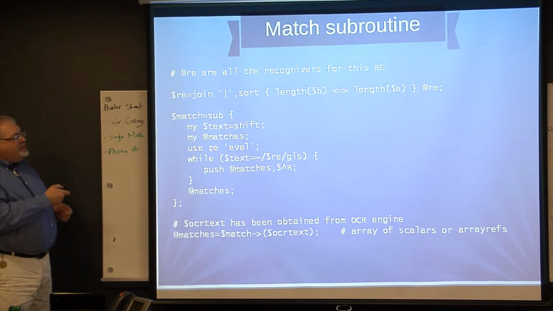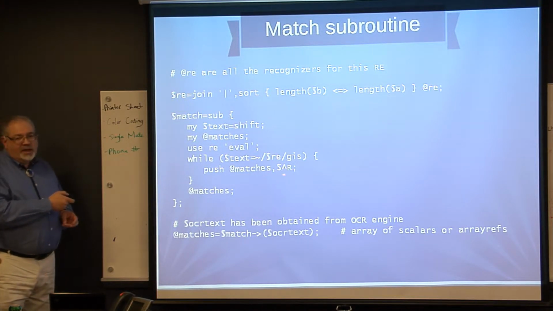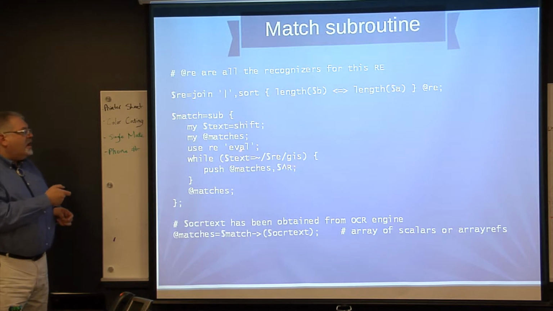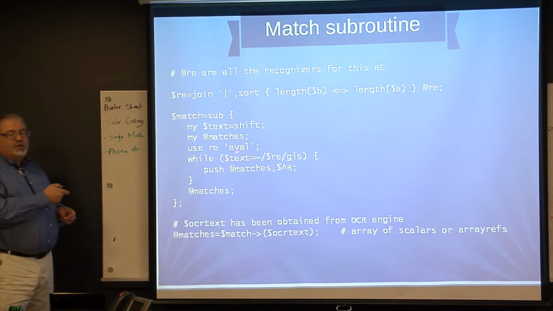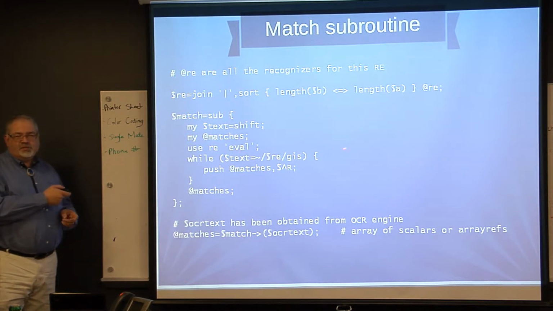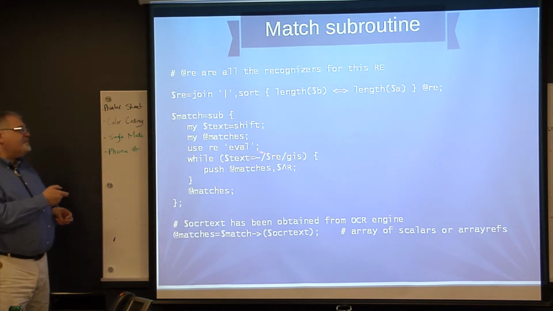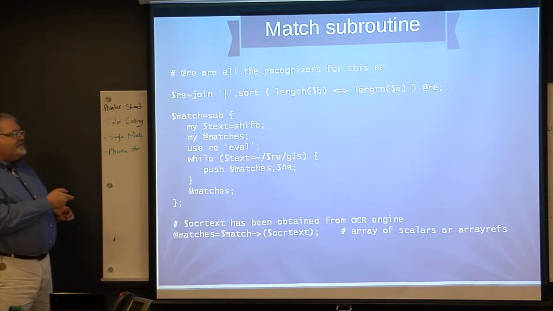So you have to say use re 'eval', or it won't let you use $^R. It doesn't like that expression unless you use that. So that's turning on the ability to use evaluations inside of your regular expressions. And so that's the question mark with the curly braces. And then, of course, it's going to be global, we're going to be case insensitive, and we're going to treat the output as a huge single line.